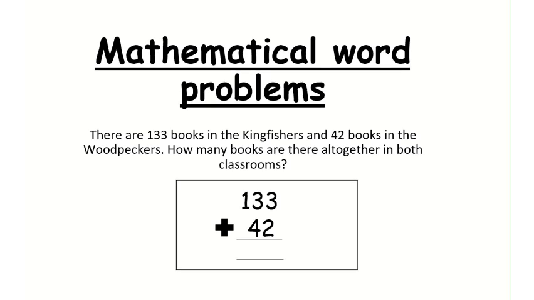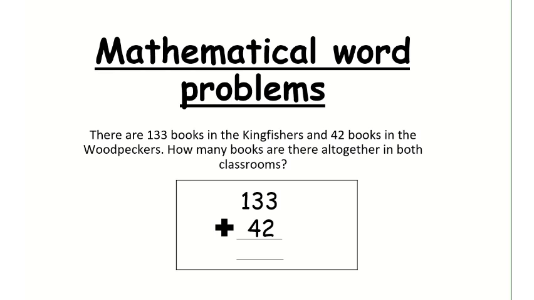Today we're going to solve mathematical word problems. So here's an example of what you are going to be looking at today. There are 133 books in the Kingfishers and 42 books in the Woodpeckers. How many books are there altogether in both classrooms? So let's have a look how we would solve this.